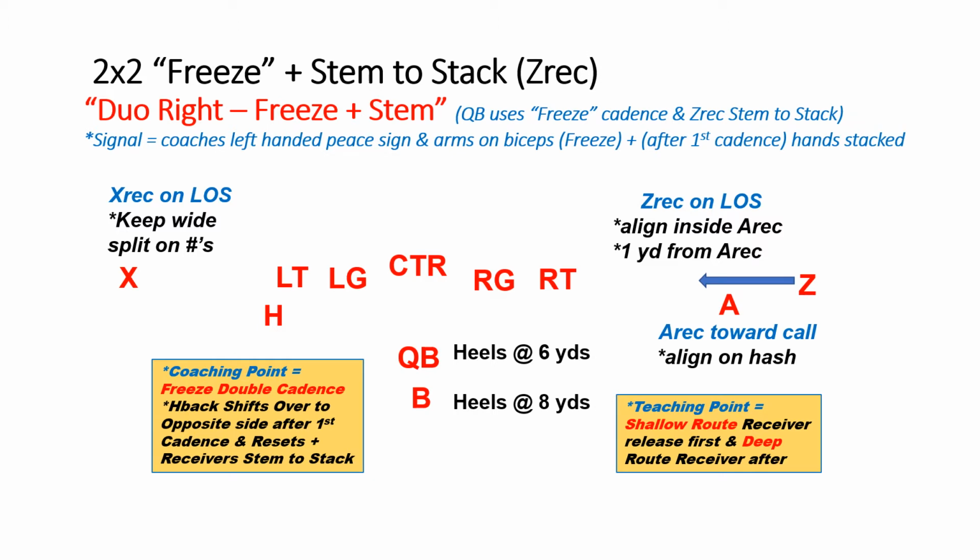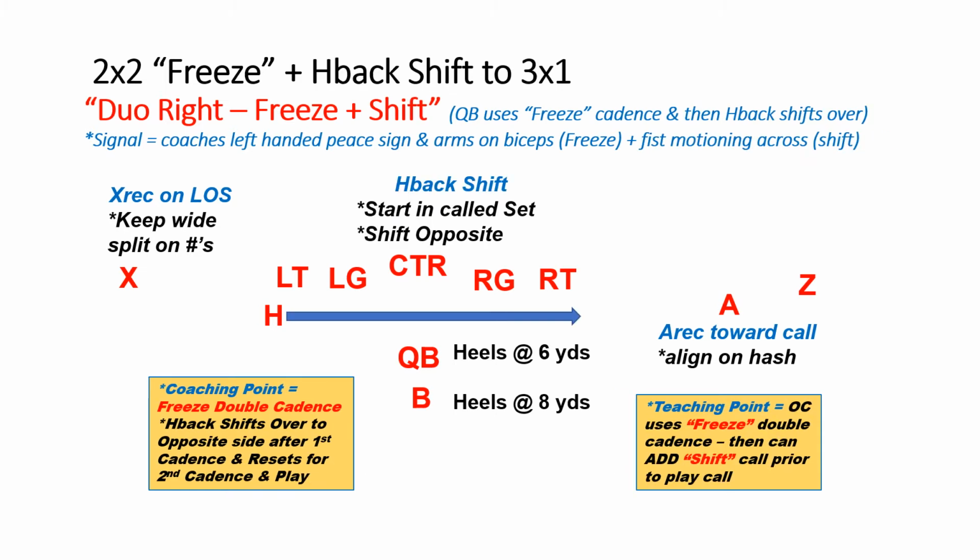We can also use our freeze cadence, where we do our first cadence, freeze it, and then we can decide to stem and shift to the stack by simply giving the stack signal to the receivers, and then call our play accordingly. We can also shift from a 2x2 set, our duo, to an automatic 3x1. After the freeze cadence, we simply give the signal of our fist out front, going back and forth as if you're shifting a car. Again, the H will move over to a 3x1.